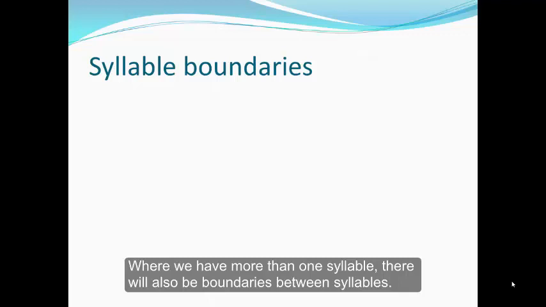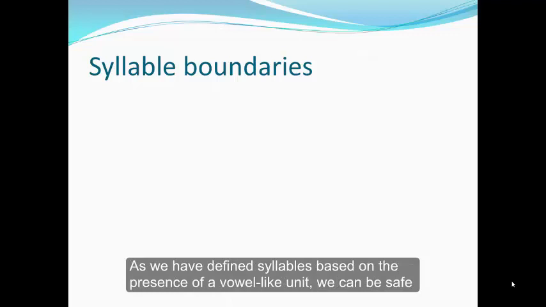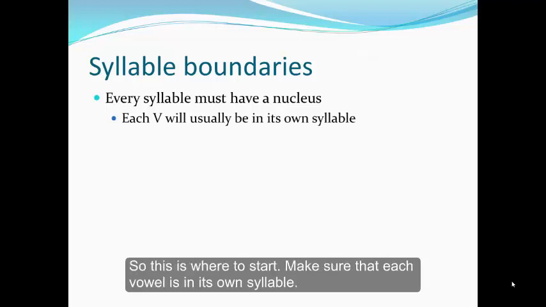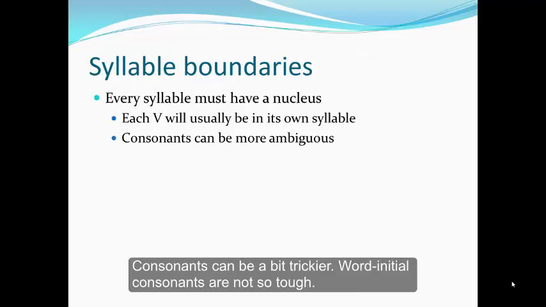Where we have more than one syllable, there will also be boundaries between syllables. As we've defined syllables based on the presence of a vowel-like unit, we can be safe in thinking that each vowel in a word typically will be in its own syllable. So this is where to start. Make sure that each vowel is in its own syllable. Consonants can be a bit trickier.